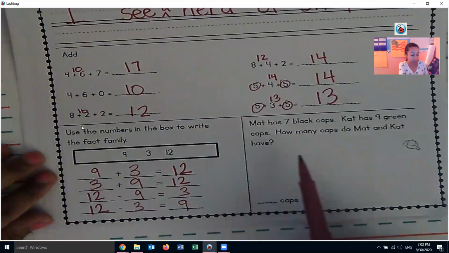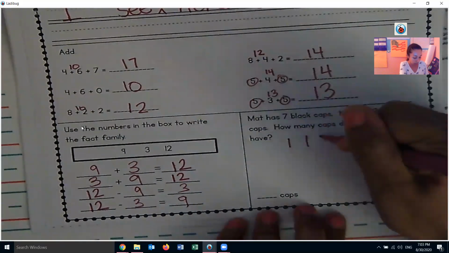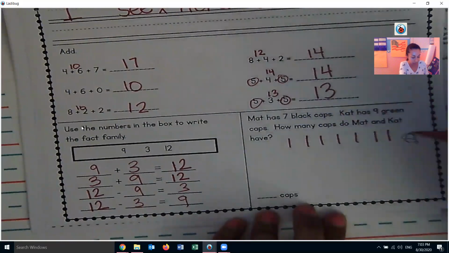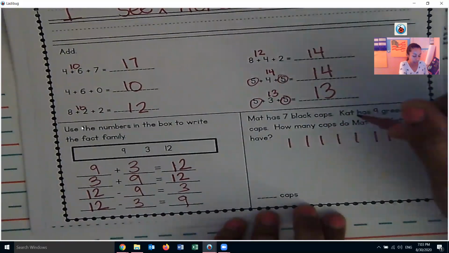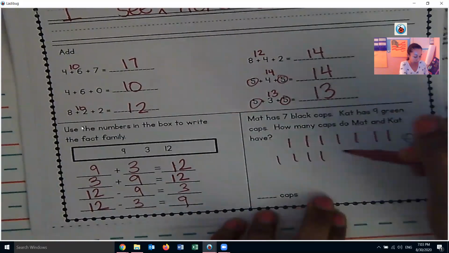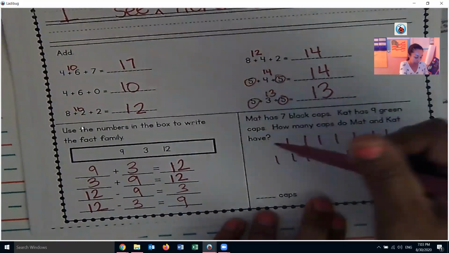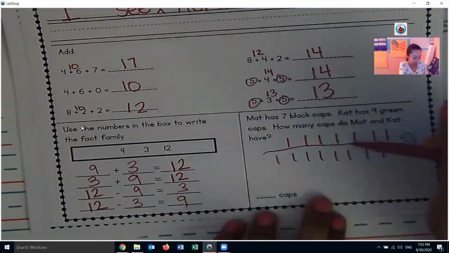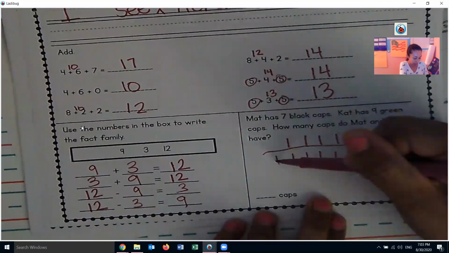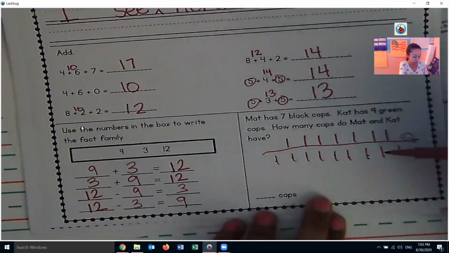Matt has 7 black caps. 1, 2, 3, 4, 5, 6, 7. Oh, I already drew a cap there. Cat has 9 green caps. 1, 2, 3, 4, 5, 6, 7, 8, 9. How many caps do Matt and Cat have? So total, they have 7, 8, 9, 10, 11, 12, 13, 14, 15, 16. So they have 16 total.